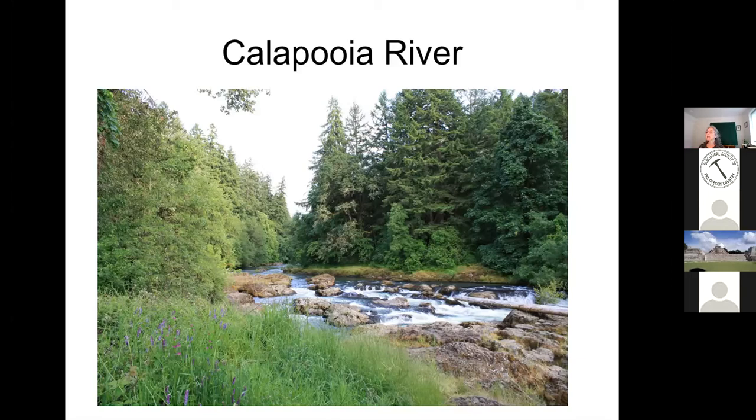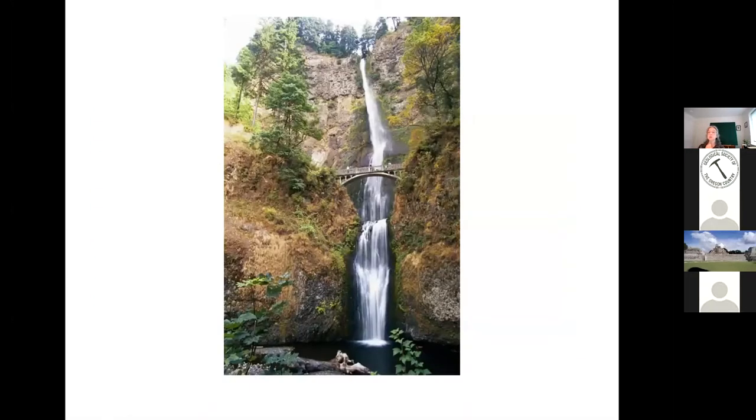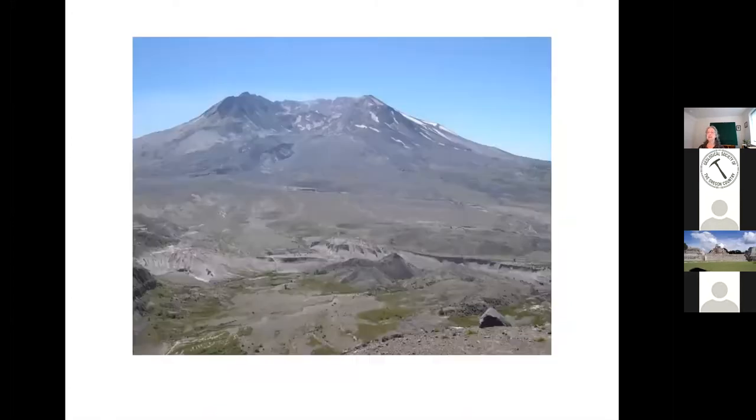If we take the Cascades and look at how the Columbia River Gorge cuts through the Cascades, it's been lined by lava. More on that later. The lava, where the lava came from, making places like Multnomah Falls. We want to focus on the most recent one.